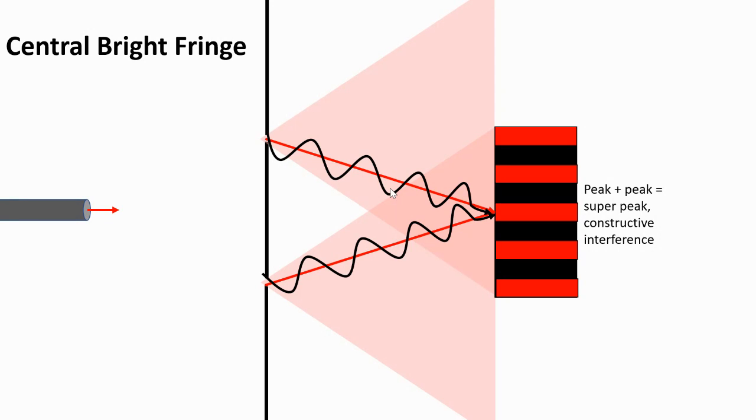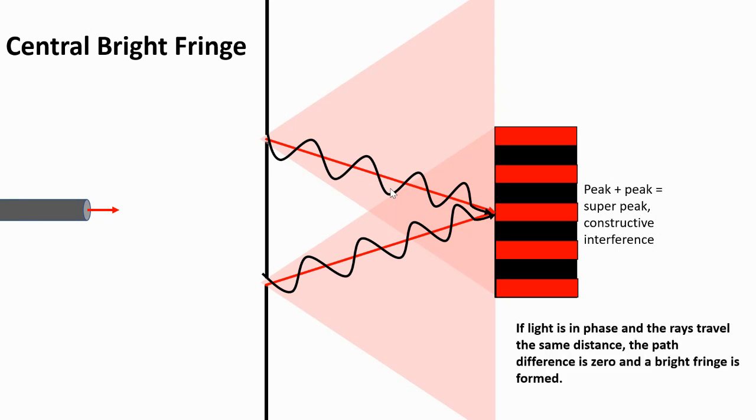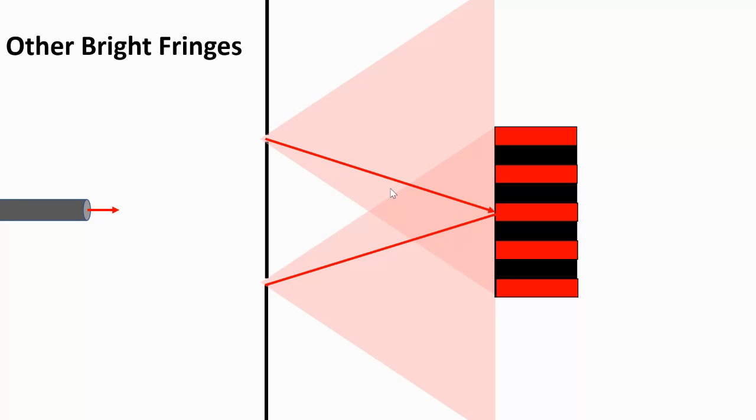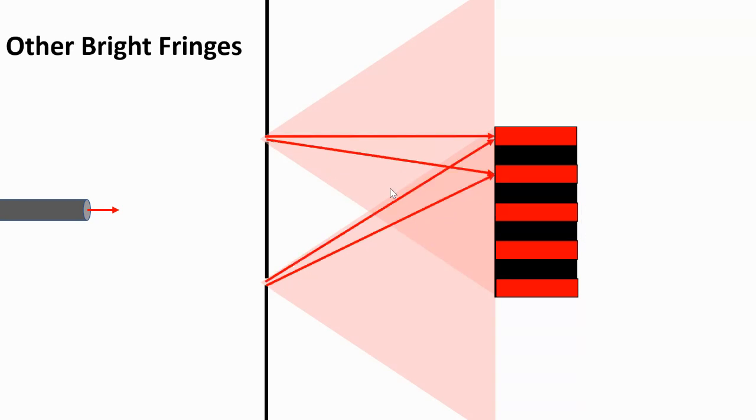But what about the other bright fringes? So at the other bright fringes, the rays are actually traveling different distances. So in this case, it's a slightly different rule. If we consider the far fringe, we can see that at the top we've got 4 wavelengths distance, and on the other diagonal ray it's about 5 wavelengths long. So both rays have a path difference of 1 wavelength this time.